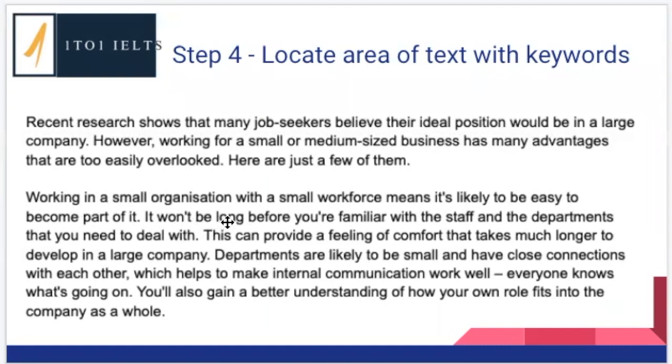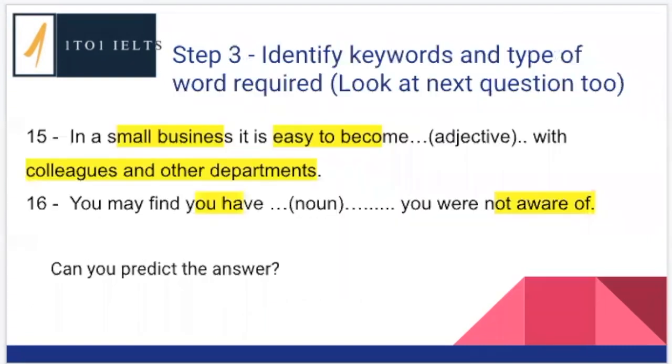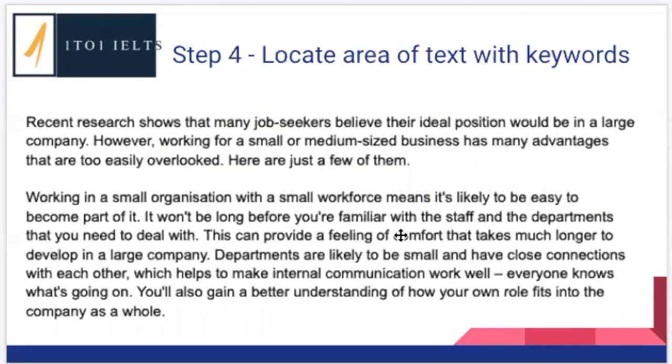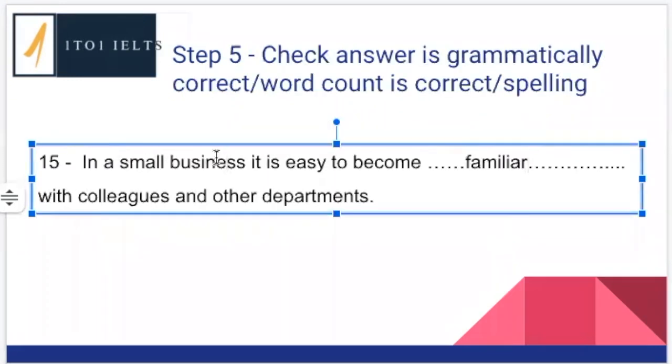It won't be long before you are familiar with the staff and the departments you need to deal with. So the other keywords were colleagues and other departments. So staff and departments, okay. So again, this is part of the question. And if we're looking in the sentence, what is the adjective here? There's only one, familiar. So we've got familiar as an adjective. How many words is familiar? 1. So we wanted 1 word and we wanted an adjective. In a small business, it is easy to become familiar with colleagues and other departments.